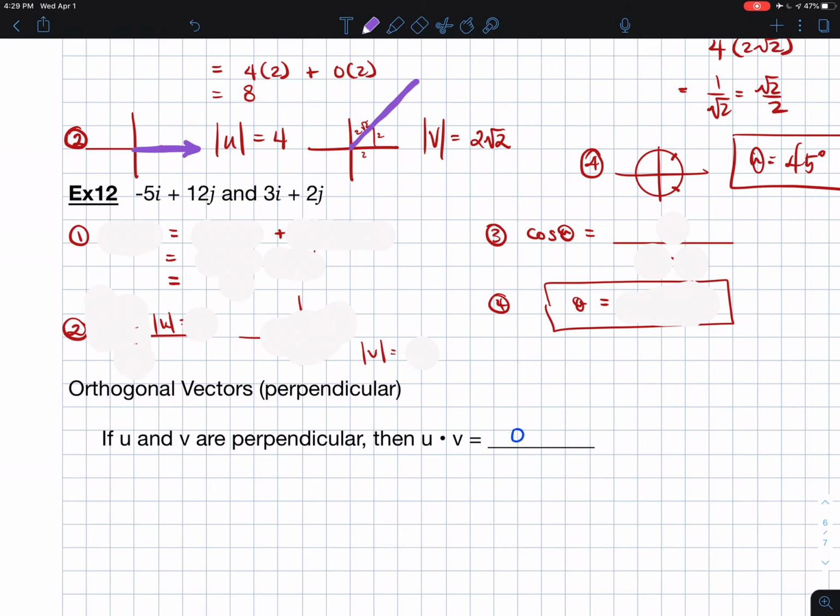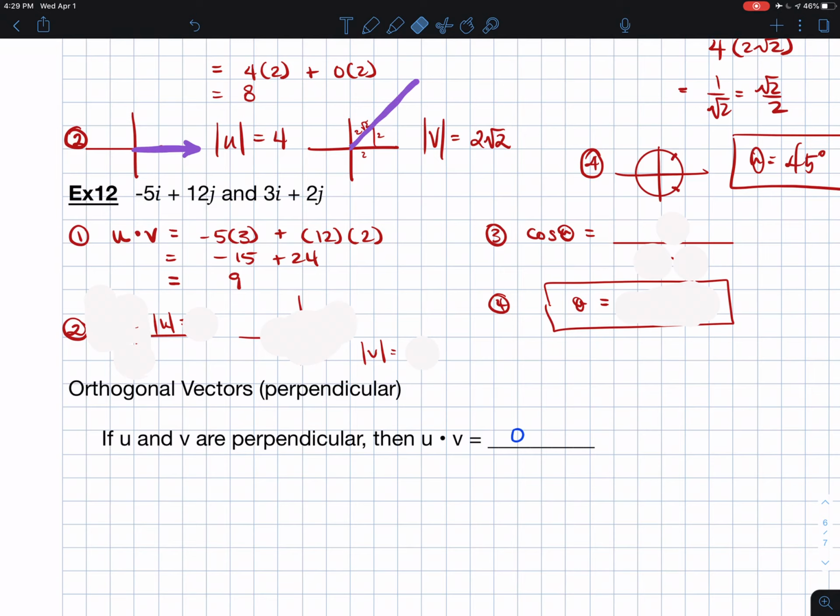So step number 1, find u dot v. That's going to be A times C plus B times D. Clean those up, and you're going to get 9. So that's step number 1, u dot v.